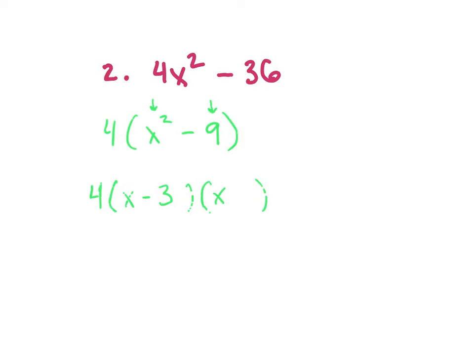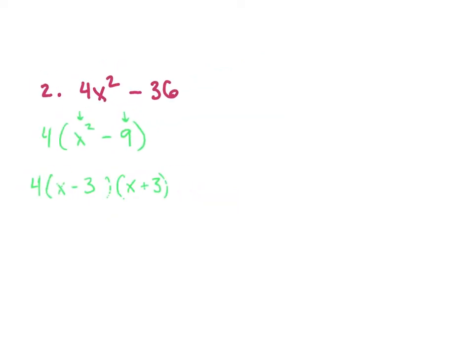Perfect. Another way we could have done this one is from the start, we could see that we have two perfect squares, because 4x squared would be 2x squared, and then 36 would be 6 squared. So we could also say that this is 2x plus 6 and 2x minus 6. These are actually the same thing. So either way would work here.